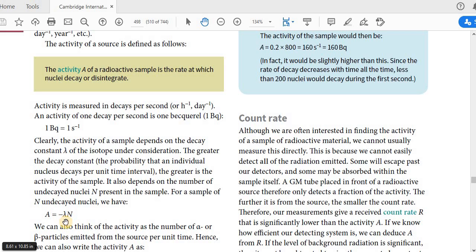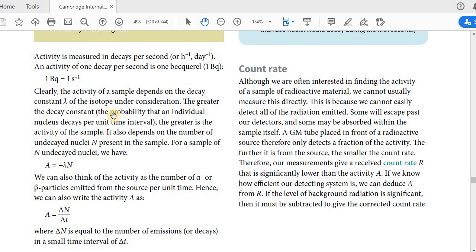But lambda we don't write as becquerel, because for lambda the unit is per second. The greater the decay constant, what is the decay constant? The probability that an individual nucleus will decay per unit time interval. The greater it is, the greater the activity of the sample. So greater the lambda, greater the A. It also depends on the number of undecayed nuclei N present in the sample.